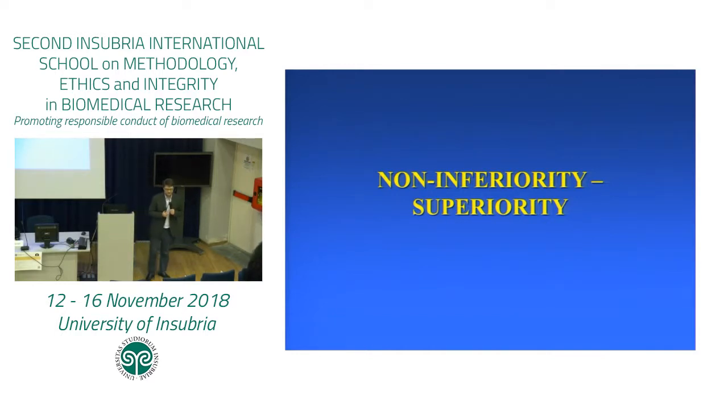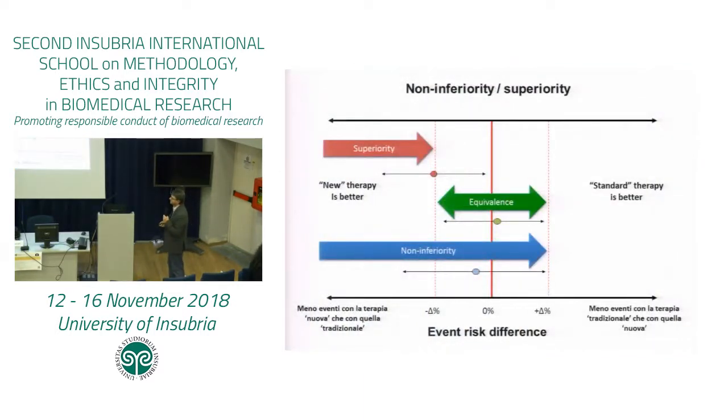That's a hot topic, because until a few years ago, new trials tested only superiority. That's intuitive. I want a new test, a new drug, a new intervention that is better than the old one. So I want to show that it's better. In the last years, a lot of non-inferiority trials have been published. So my test, my drug, my intervention is not inferior to the previous one.